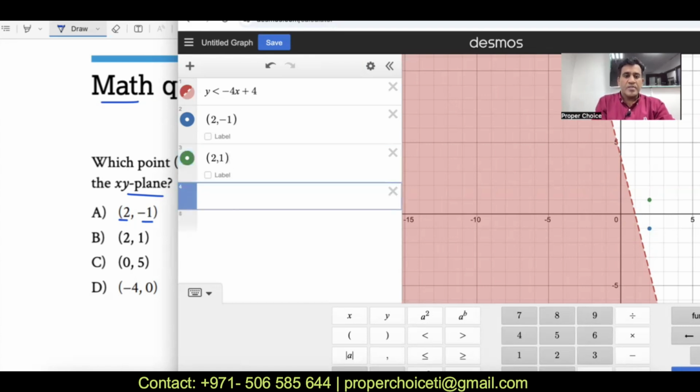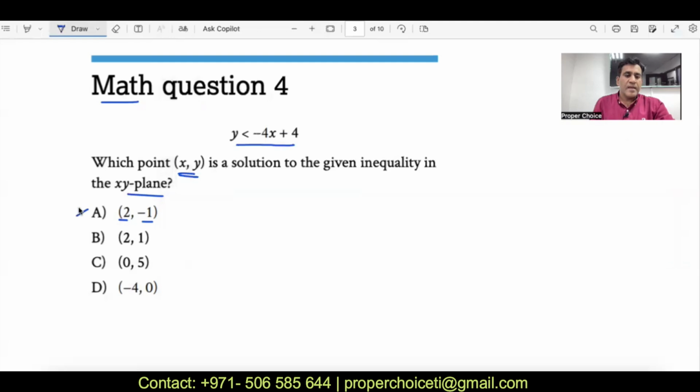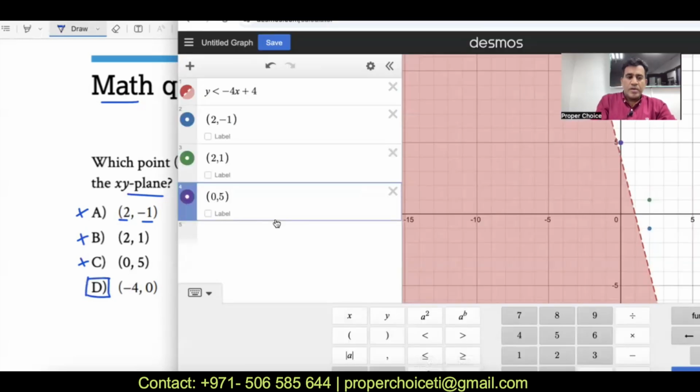Next one is 0 comma 5. So 0 comma 5 is again outside the region. So definitely in the SAT, if three options are wrong, then the fourth must be the answer. Now let's clarify why I'm saying so. Type the point negative 4 comma 0.